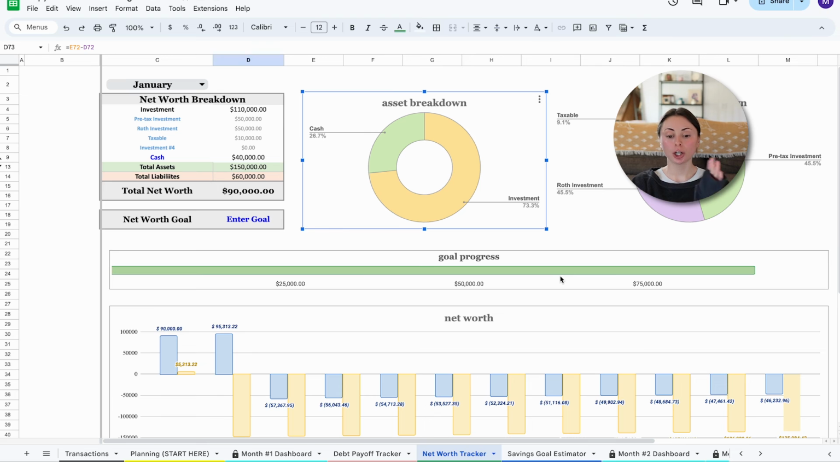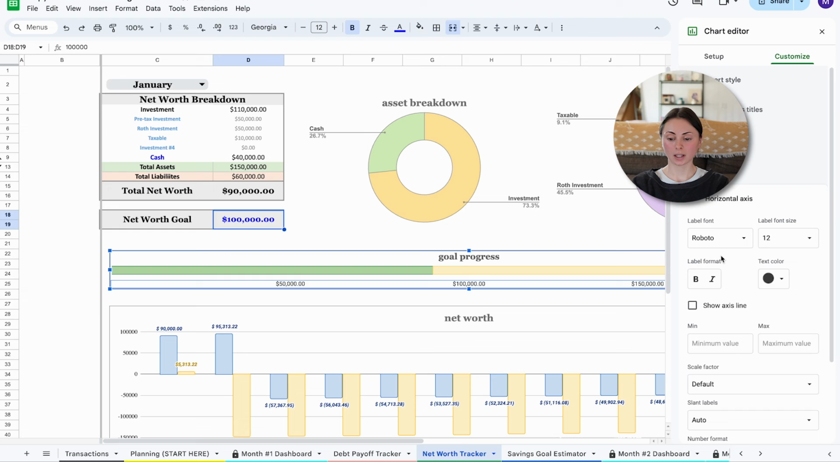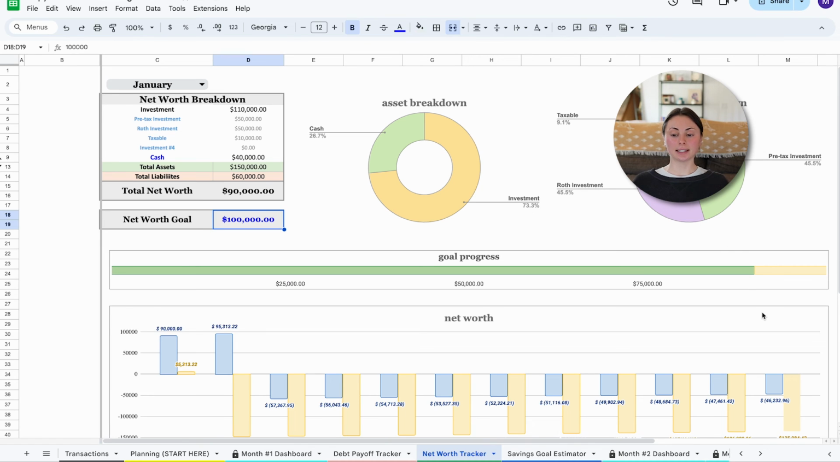You can also enter your goal progress. Enter a net worth goal. I'm gonna say 100,000. And this one is a little finicky. If you double click into the number and you enter a max value, you can enter what your goal is and that will make that the max value. So I'll enter 100,000. And now I can see on the progress bar where I'm at with the goal. That looks a lot more accurate.